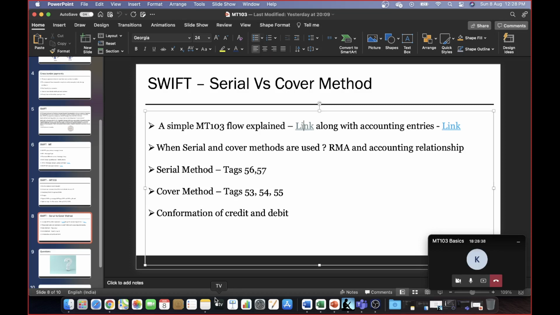The bank will decide it based on whether the beneficiary bank is a bank with whom we have an RMA and an accounting relationship. In that case, we will send a serial payment directly to them. If we have only an RMA, but we don't have an accounting relationship, then we will send a cover payment. Yes, cover payment. If we don't have an RMA and we don't have an accounting relationship, we cannot send any payment to them. We have to use the serial method to send the payment to our correspondent, and the correspondent will forward that MT103 to the end bank.